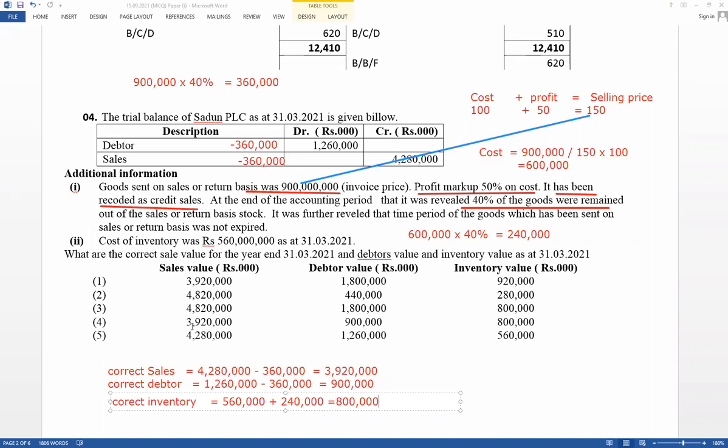Therefore, correct sales value equal 3,900,000 and correct debtors value equal 900,000. Correct inventory value equal 800,000. Therefore, question number four, answer 4.